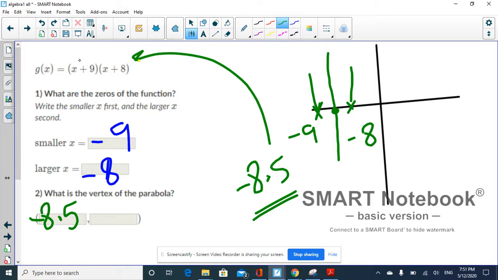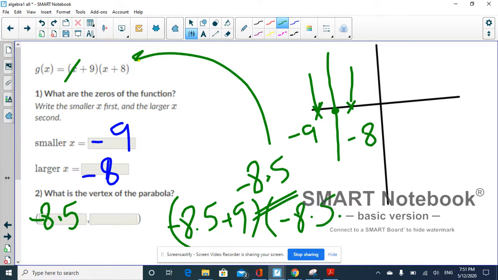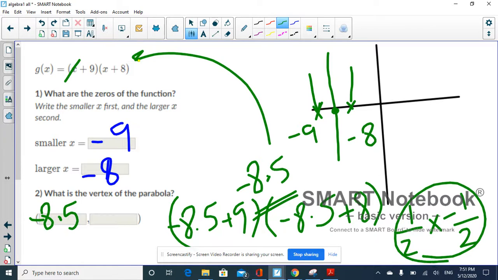-8.5. So we will remove x and put -8.5. -8.5 plus 9 gives you 1/2 times -8.5 plus 8 gives you -1/2. If you multiply these two together, it's -1/4.